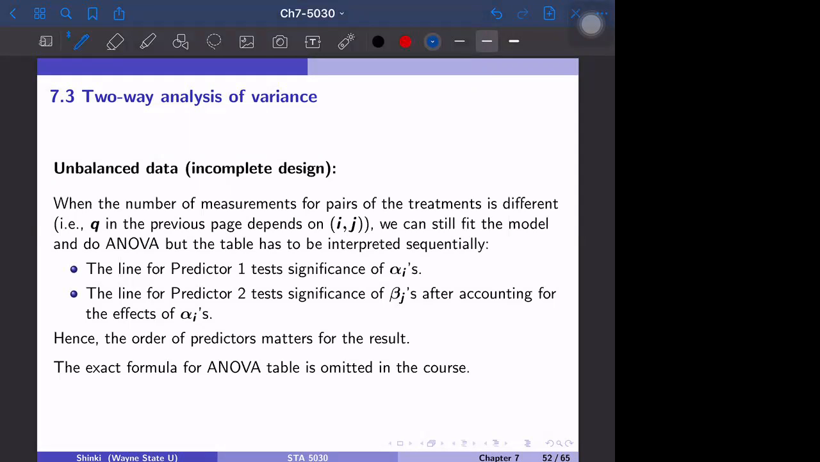Hi, we continue the two-way analysis of variance. So now that we drop the interaction term and go back to the original two-way ANOVA, but we think about unbalanced data or incomplete design.